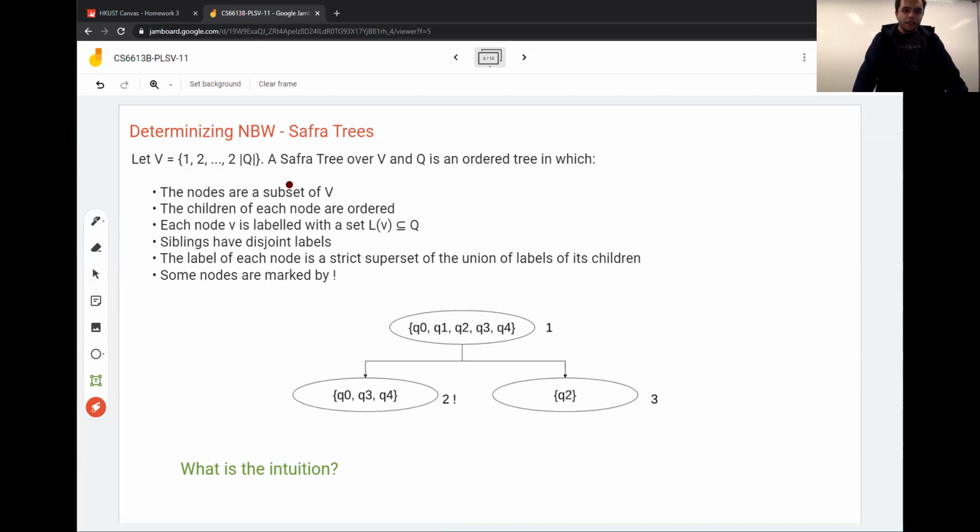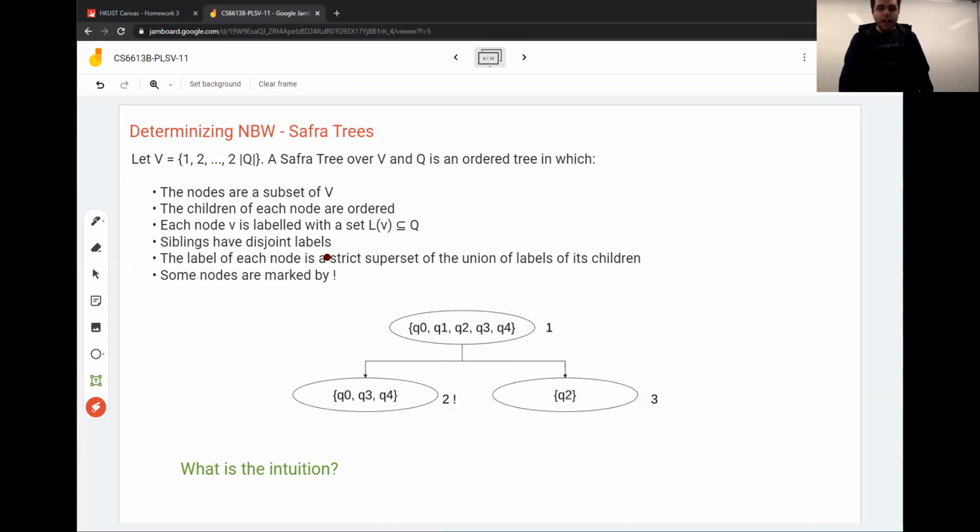Okay. So I define a Safra tree, and a Safra tree is basically a tree, and every node of this tree is numbered using one of these numbers that I had in V. So V is the set of vertices of my tree. Not exactly the set of vertices of my tree, but a superset of the set of vertices of my tree. So for some of these numbers, I have a vertex in my tree. For example, here I have a vertex 1, vertex 2, vertex 3.